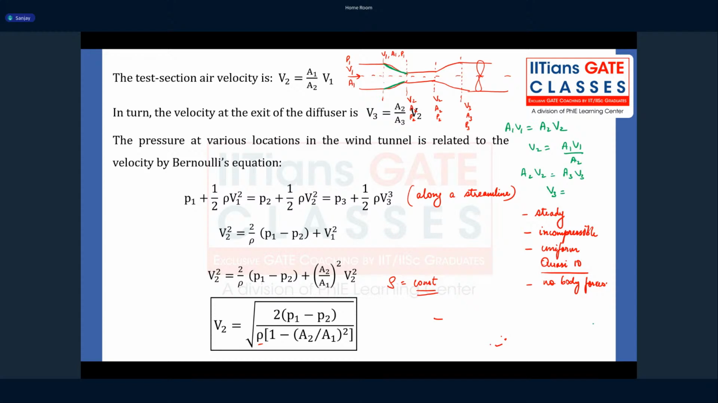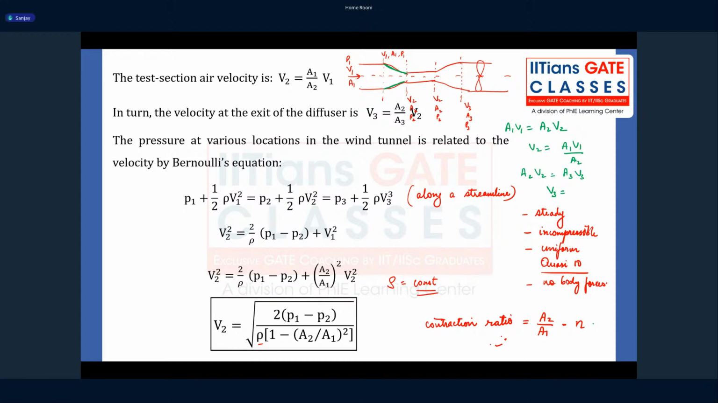A2 by A1 is the ratio of the areas across the nozzle. It is sometimes known as contraction ratio. Okay, it is known as contraction ratio, which is A2 by A1. Sometimes it is referred to as small n. Okay, so then you can write this as n square. So contraction ratio is the ratio of the exit area to the inlet area of the nozzle.